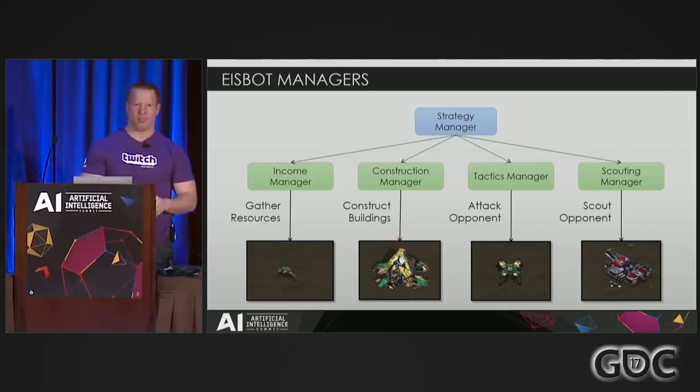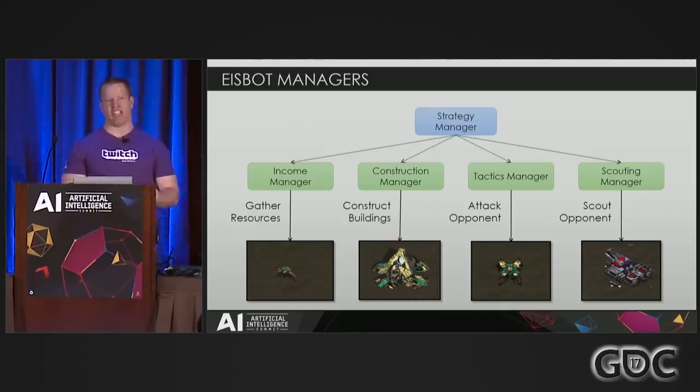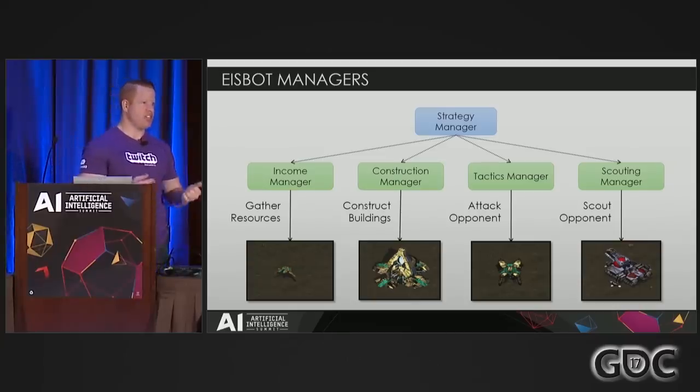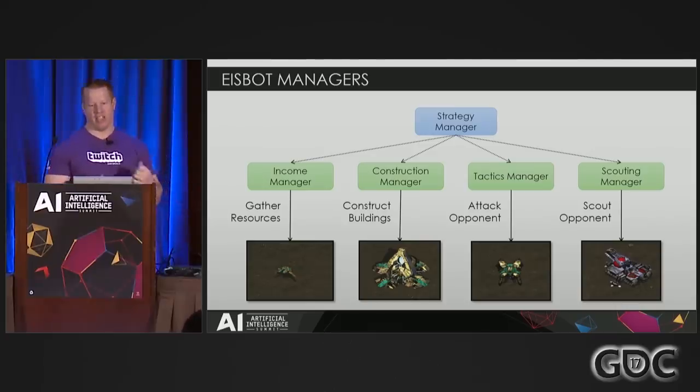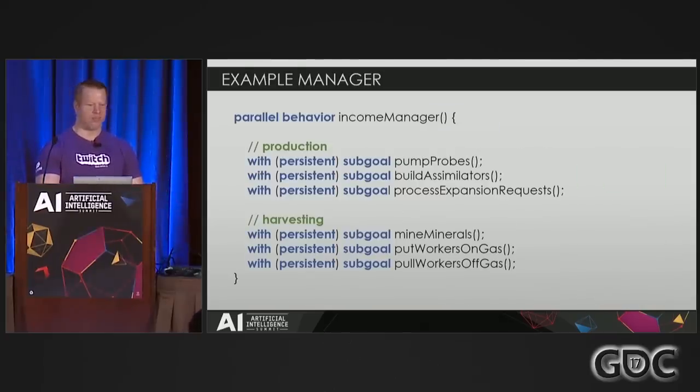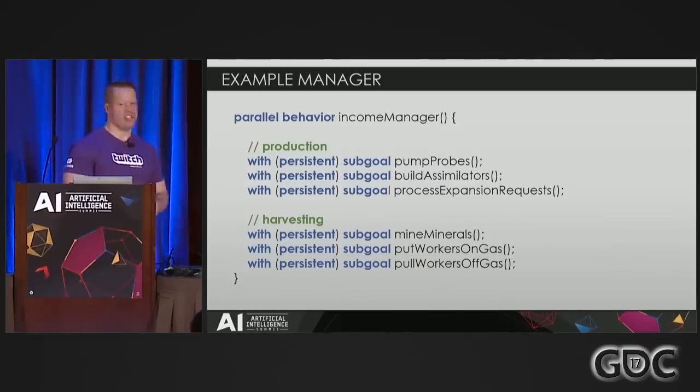There's also this high-level strategy manager, which doesn't perform any actions itself. It coordinates with the other managers to actually execute those actions. So it selects the build order, but it doesn't go about actually telling the units what to produce. That's done through some message passing examples. So here's an example of one of the managers in EISBOT.